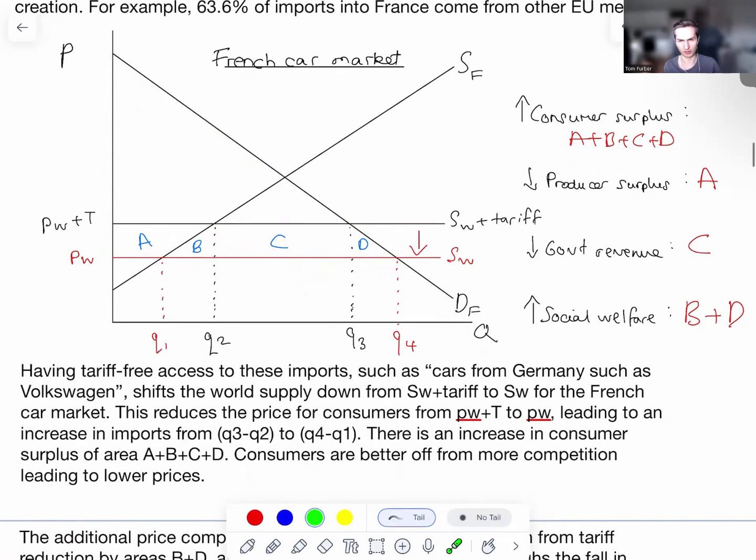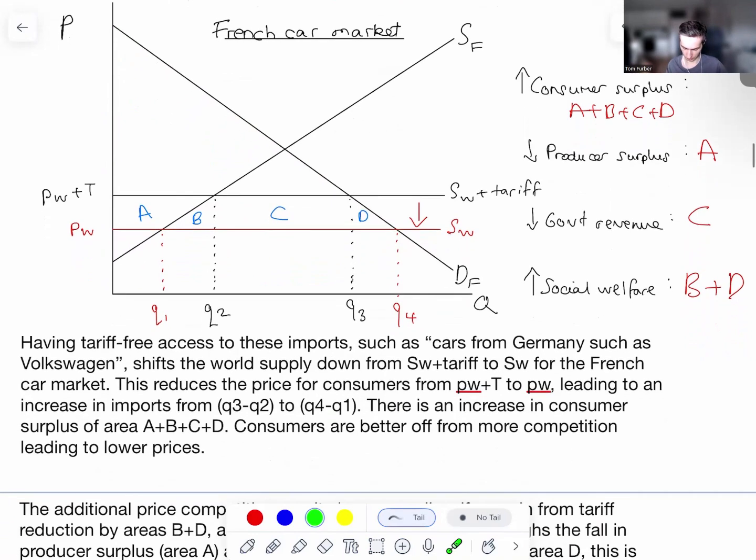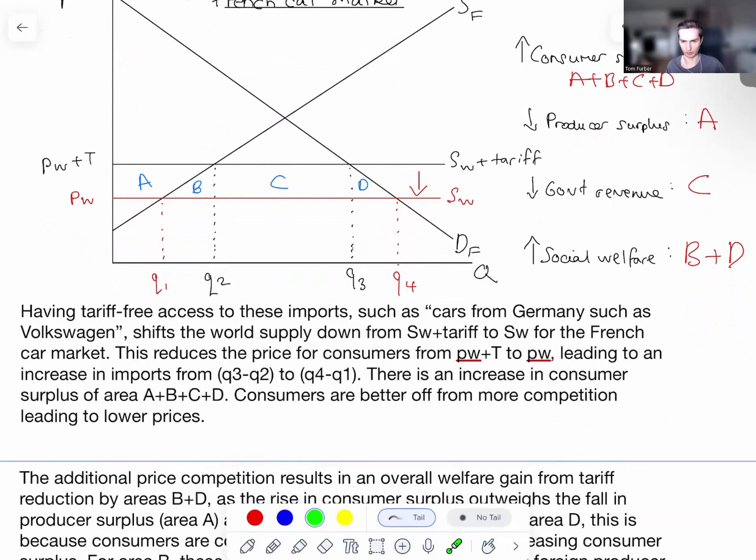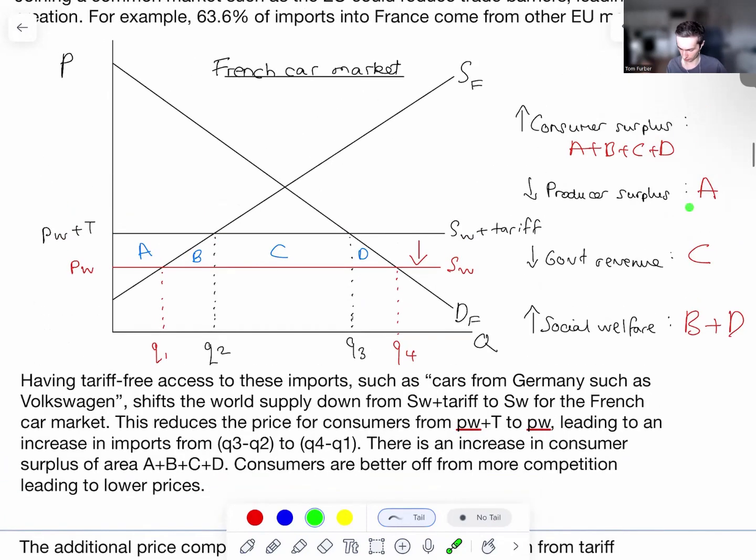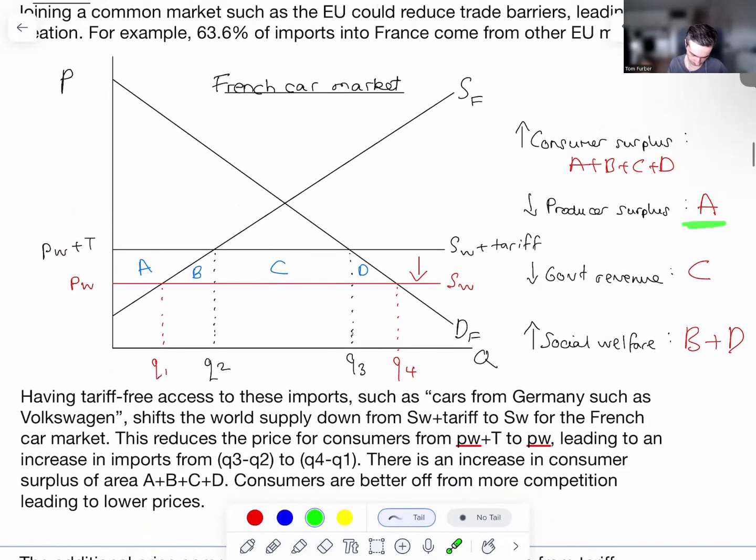So why is that? Why are consumers better off? The idea is there's more competition from imports, which is bringing down prices. Now, we can also analyze this diagram in terms of producer surplus and government revenue to work out the social welfare gain. So the idea is that producer surplus is going to fall by area A.